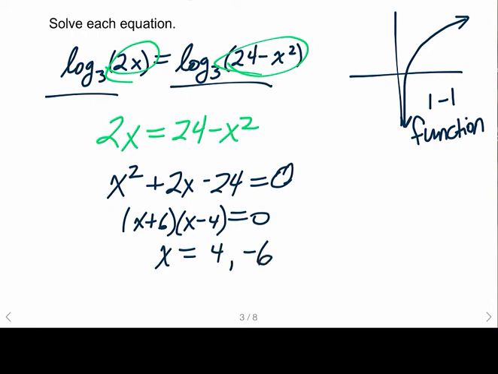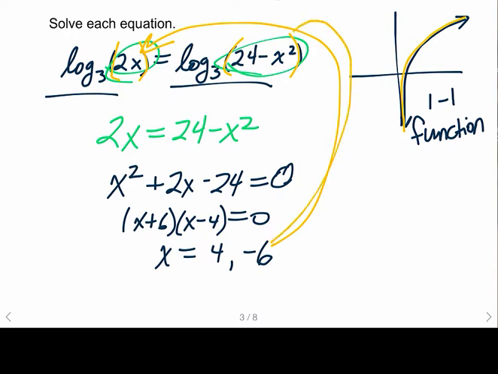Hold the phone. The argument of a logarithm cannot be negative. Remember, the domain of a logarithm is positive numbers. And so x equals negative 6 is a problem for log base 3 of 2x. It, by the way, is also a problem for log base 3 of 24 minus x squared. Only one of these would have to have the problem, though, for us to say, nope, negative 6 doesn't work. Ultimately, our answer is simply x equals 4.